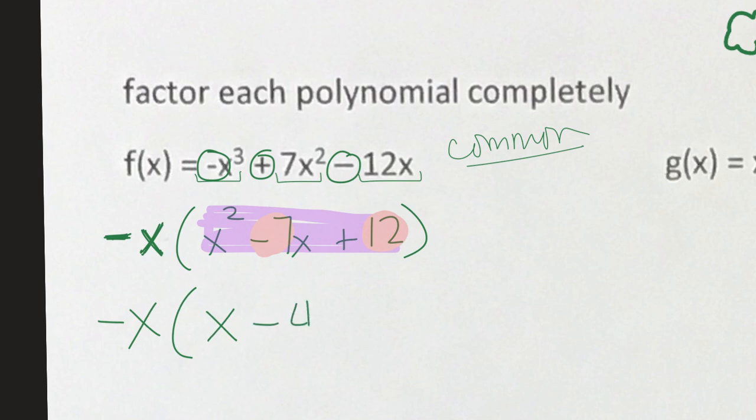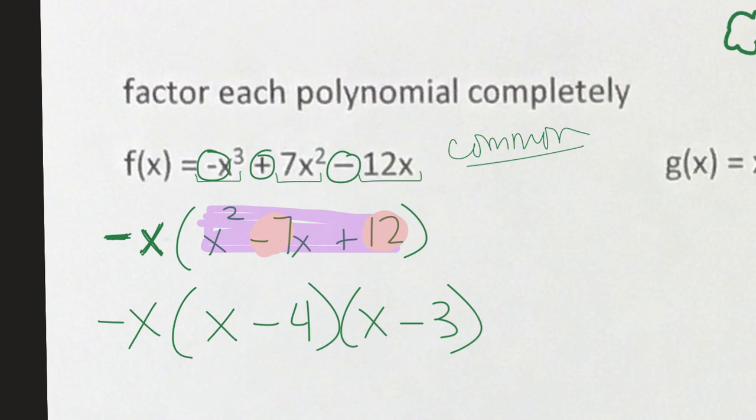And hopefully you recognize those as being a negative 4 and a negative 3. So that is your complete factorization. We have our common factor of negative x, and then our quadratic leftover factors to x minus 4 and x minus 3. Quadratic style factoring and a common factor.